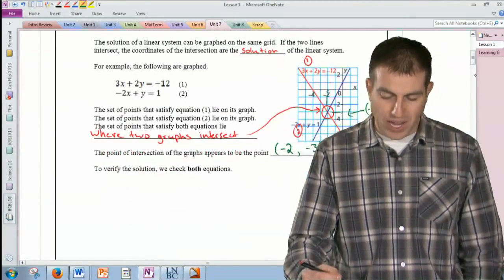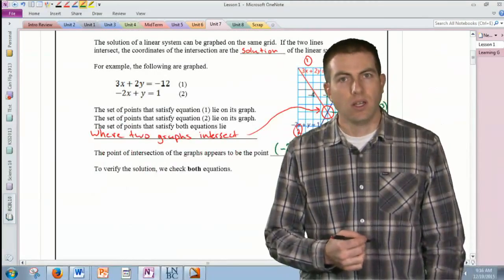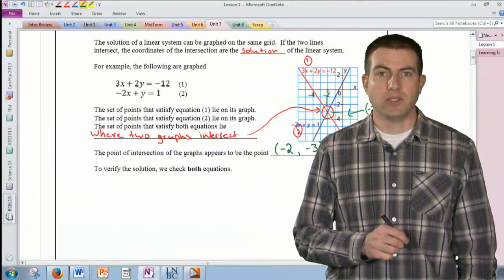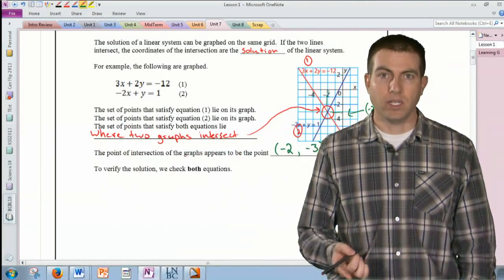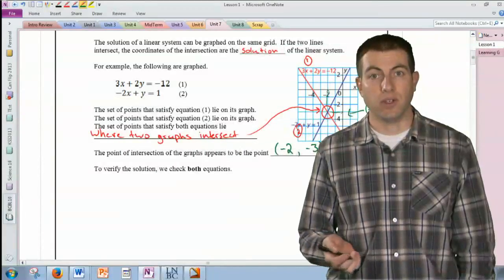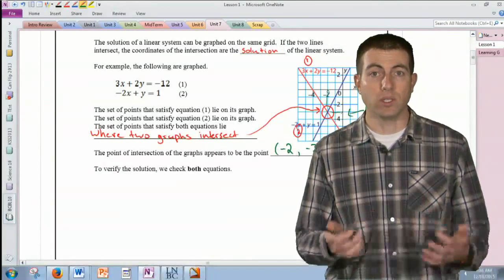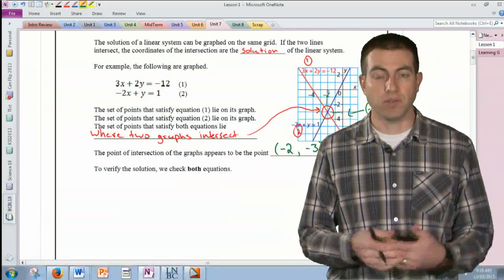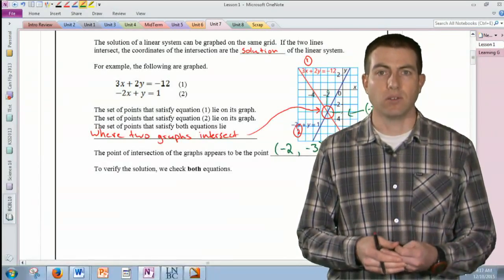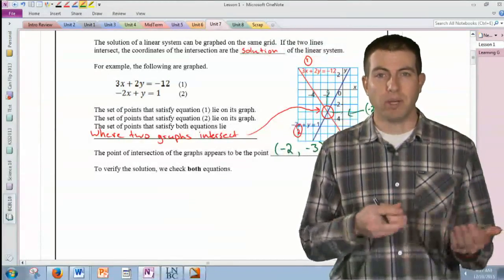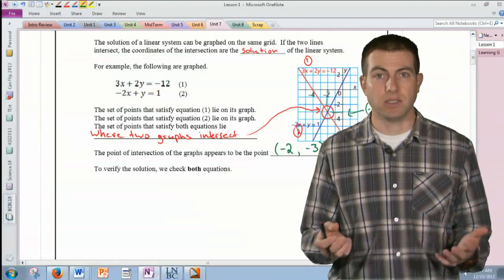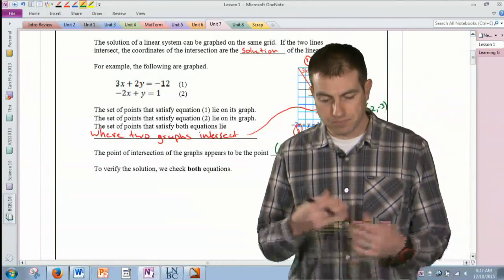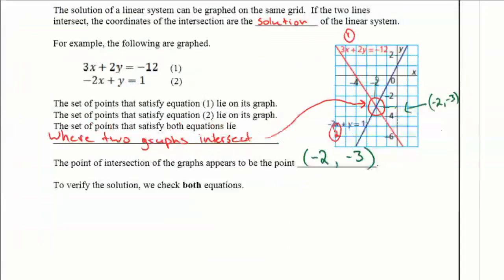Kind of like when we were factoring a few units ago, a really cool thing about this unit is that we can always put the point into each equation and see if it makes the equation true. So we can always check our answer. So you get to the end, it asks what was the solution to the system, you find a point, in this case it's (-2, -3). We can plug that point back into each equation and see if it makes each equation true. And we're going to do that right now. So let's check both of these things.